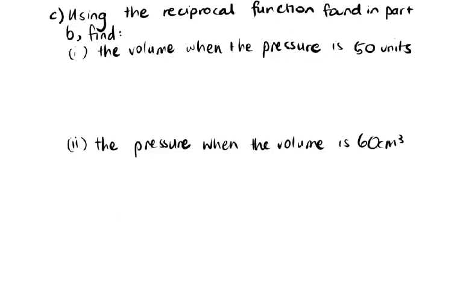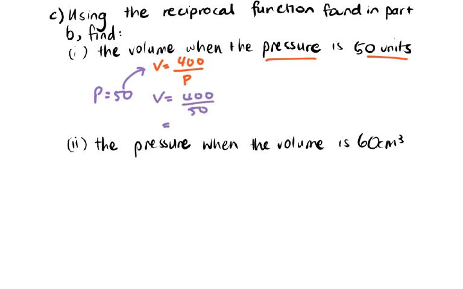So using the reciprocal function just found in part B, which is V equals 400 over P, I'm just going to rewrite it here so we know what we're using. It says to find the volume when the pressure is 50 units. So this time we're not going to use the graph, we're going to actually use the formula. So here it's saying that pressure equals 50. So when P equals 50, we're going to find out what the volume is. So all we're going to do is substitute that value into our formula. So V equals 400 over 50. And if you put that in a calculator, that should just be 8. So the volume is 8 centimetres cubed when the pressure is 50 units.